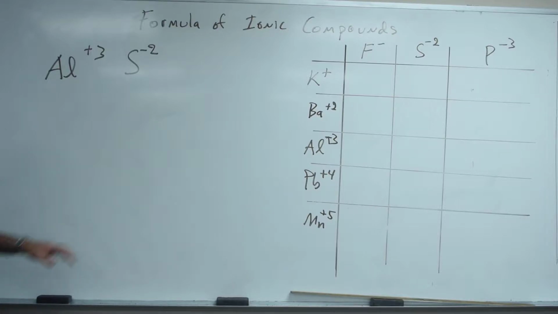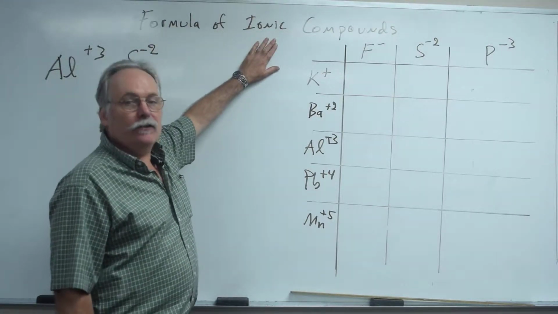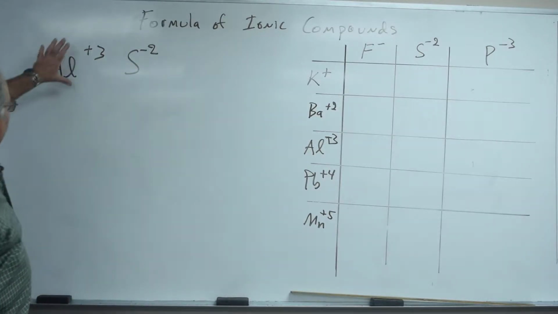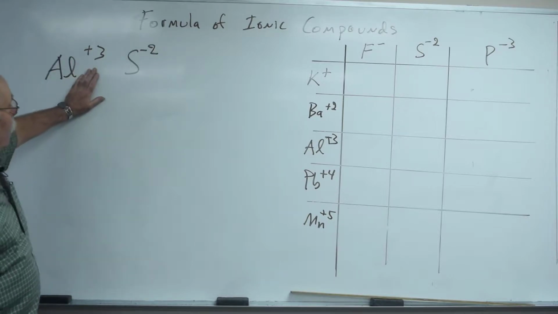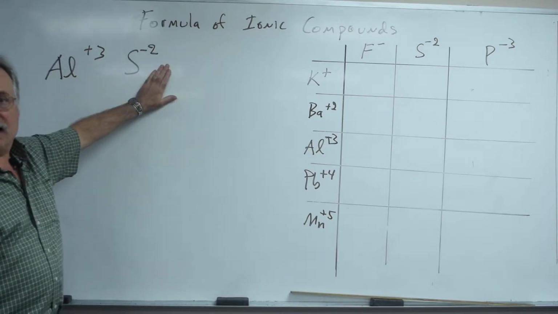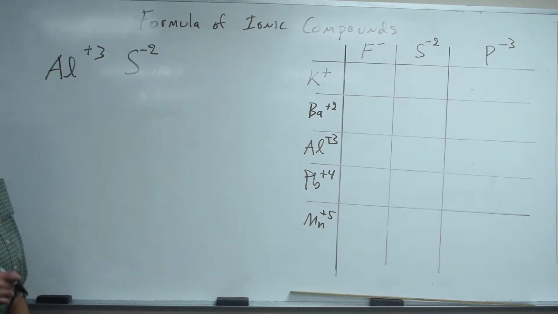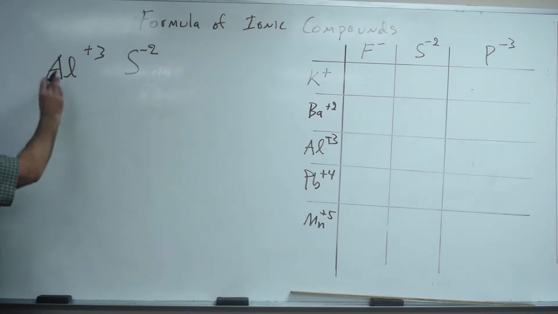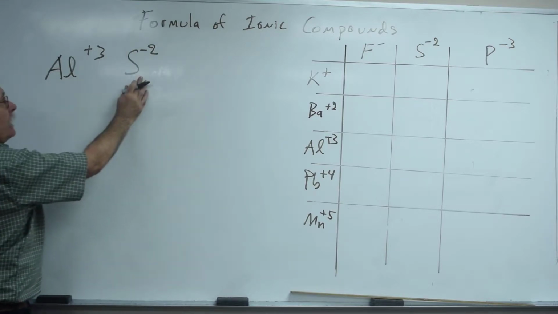Okay, in this video, we want to come up with the formula of ionic compounds using the principle of charge neutrality. Here I have aluminum, which we know forms a +3 cation, and sulfide that forms a -2 anion. One way of making sure that you have a neutral formula is to say that the number of the positive cations is the charge of the negative, and the number of the negative is the charge of the positive.